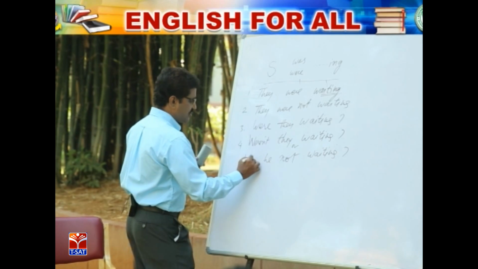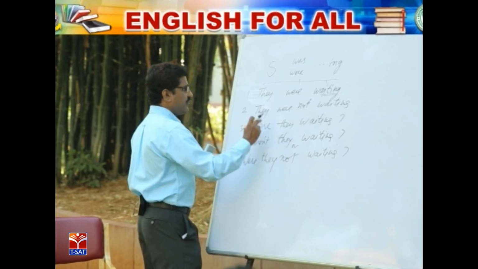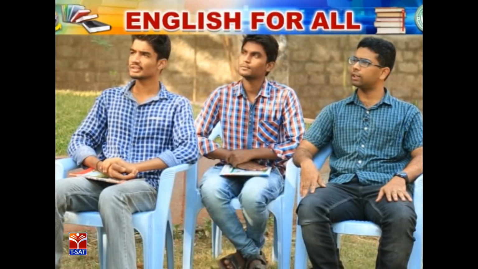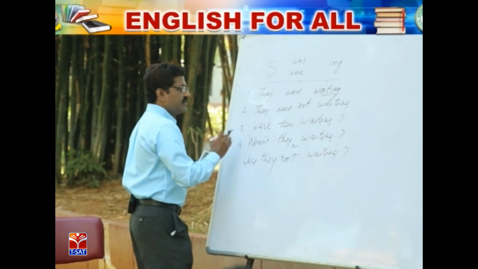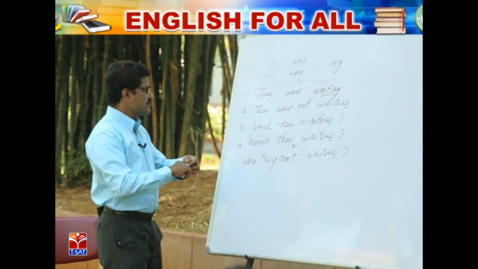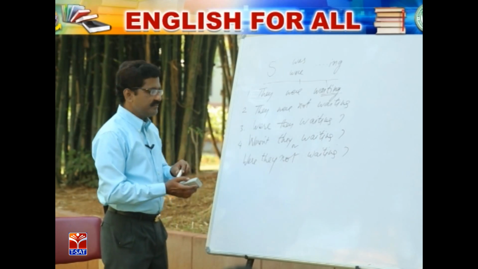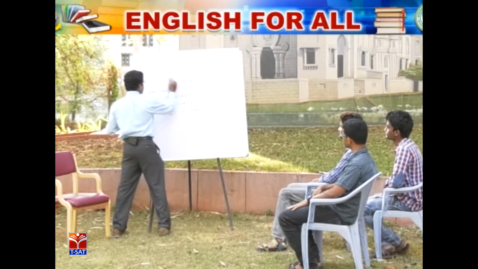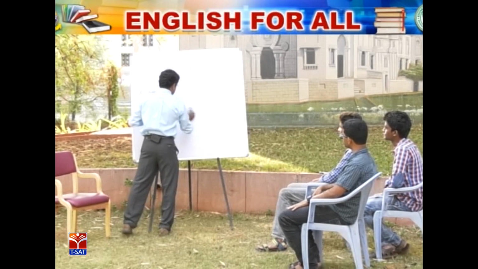Could you please repeat all of you together? All the four forms? They were waiting. They were not waiting. Were they waiting? Weren't they waiting? Or were they not waiting? These are the forms for the verb were. Now I'll tell you where and when to use it.